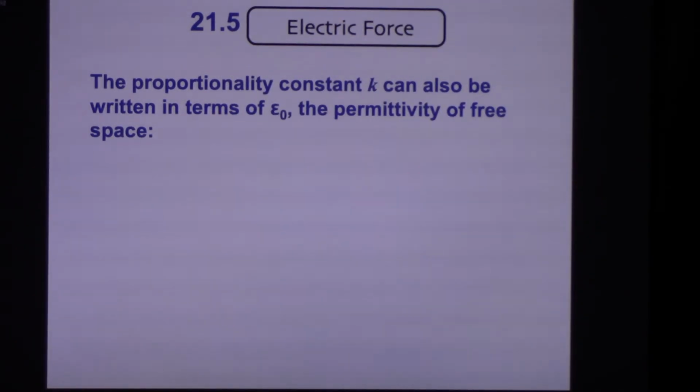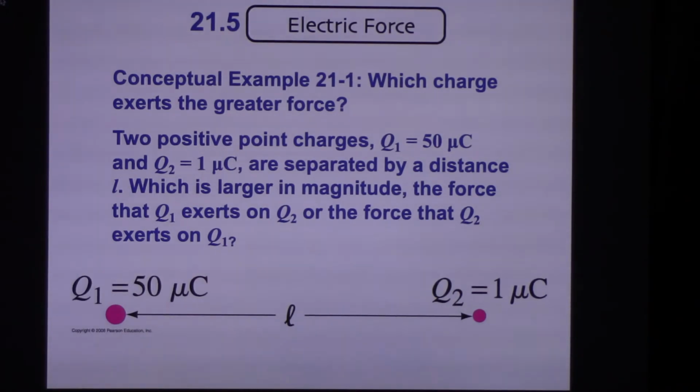In this class, I'm going to be using little k for everything, but you do need to be aware of epsilon naught because it's going to show up in your other classes. You could see either one of these constants used for electric forces and electric fields. All right, so let's look at our first example here.